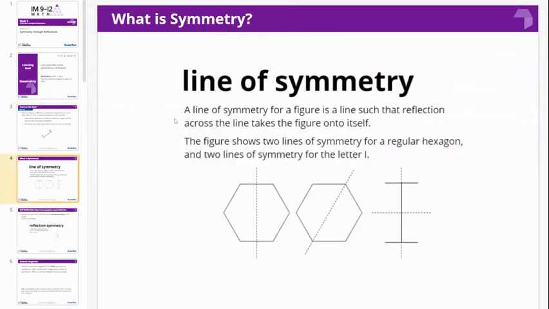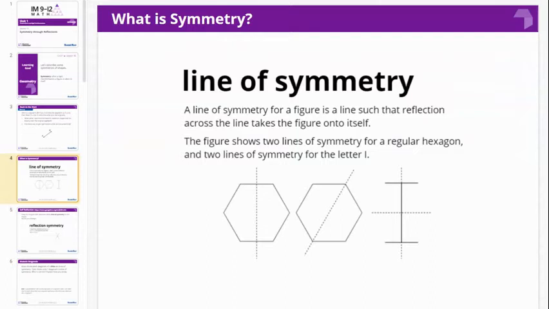So what is symmetry? The simplest way of saying it that I've normally explained it to most people is if you can fold a figure in a location where one side will map perfectly onto the other, that would work. That would be a line of symmetry. A line of symmetry for a figure is a line such that reflection across that line takes the figure onto itself.